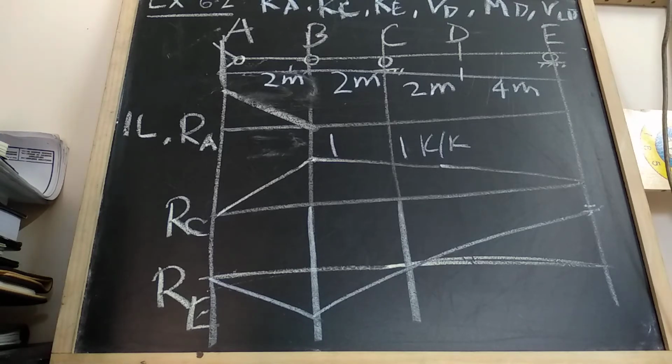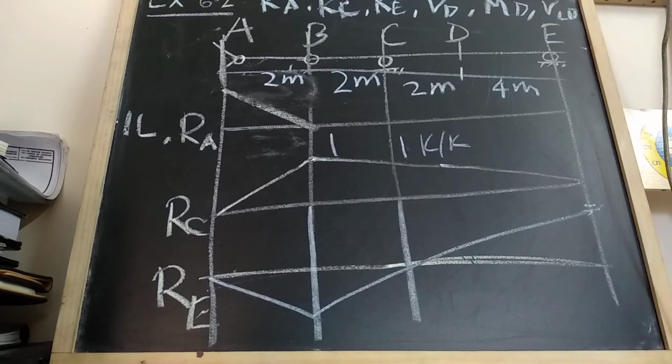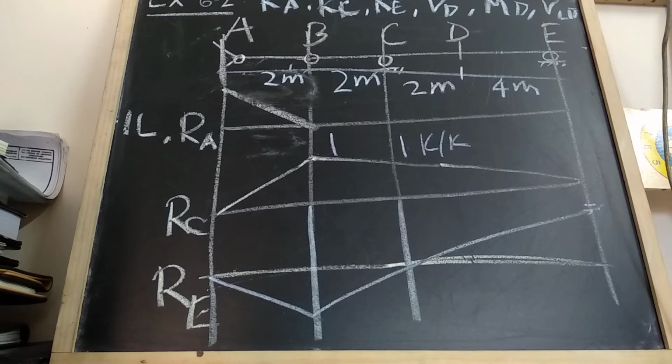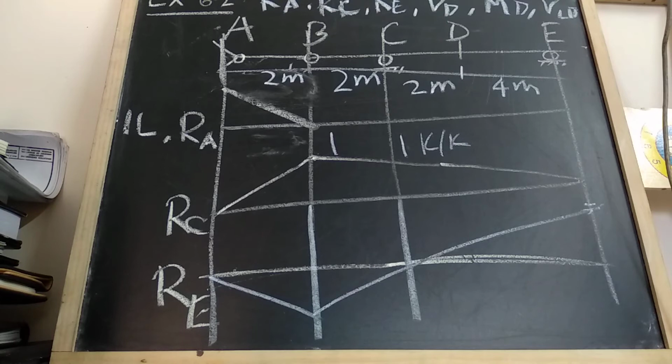Anyway, we just started the influence line for beam problem. It's example 6.2. You will find it in your lecture note, page number 33, example 6.2. In the problem, it is asked to construct the influence line for the reaction at A, C, and E, the shear at D, the moment at D, shear before and after support C, and moment at point C.